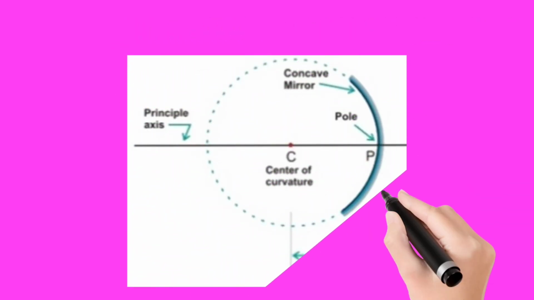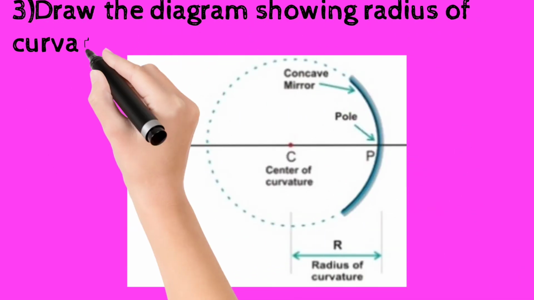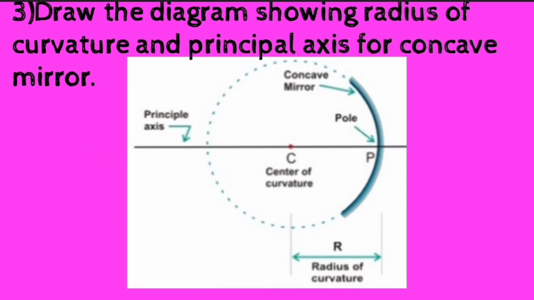So for concave mirror, what you have to do, you have to paint the outer part. Okay, so same diagram you have to draw, but you have to paint the outer part. Okay, you have to shade the outer part. कॉन्केव मिरर के लिए आपको आउटर पार्ट पेंट करना है, कॉन्वेक्स मिरर के लिए आपको इनर पार्ट पेंट करना है. Okay, diagram will be the same. Okay, so कॉन्केव और कॉन्वेक्स मिरर का डायग्राम सेम रहेगा.